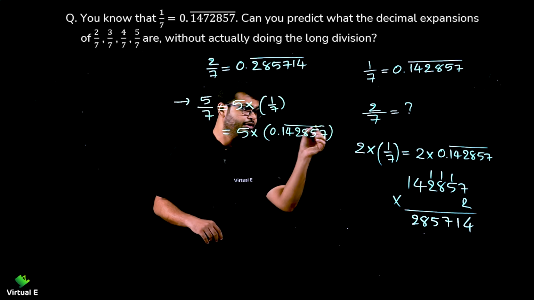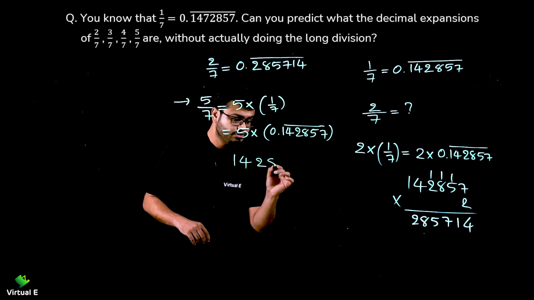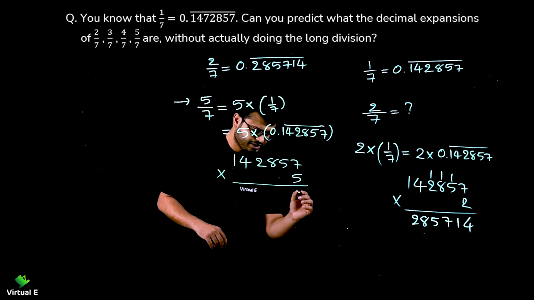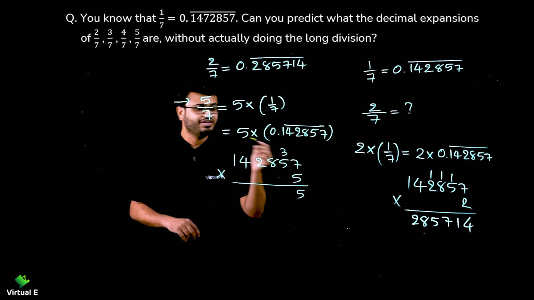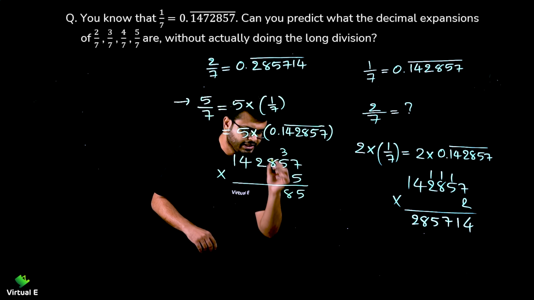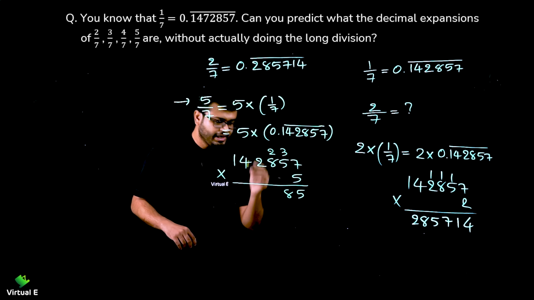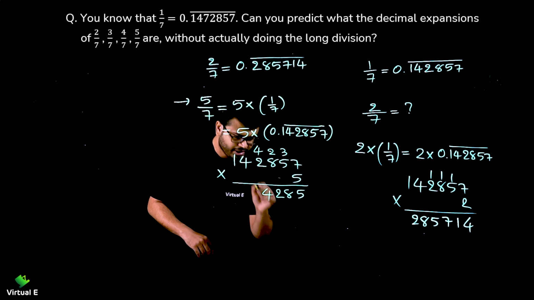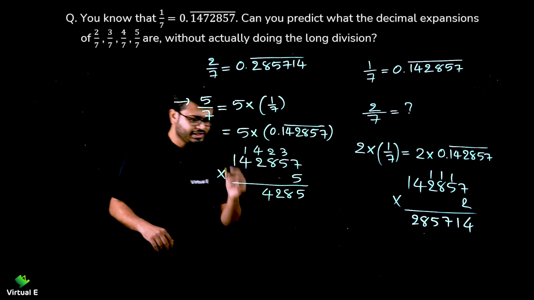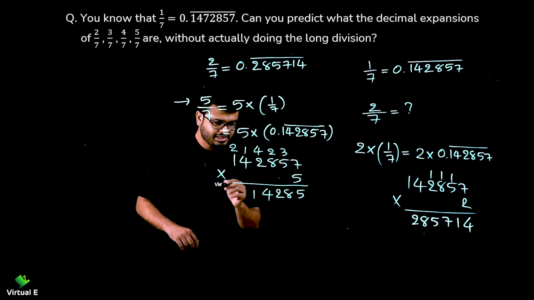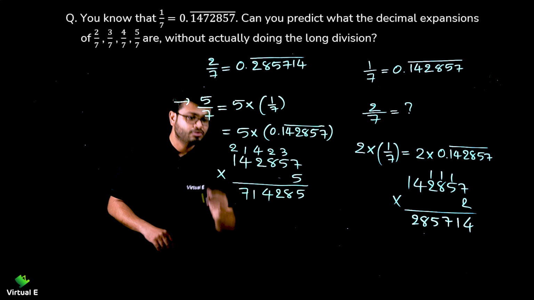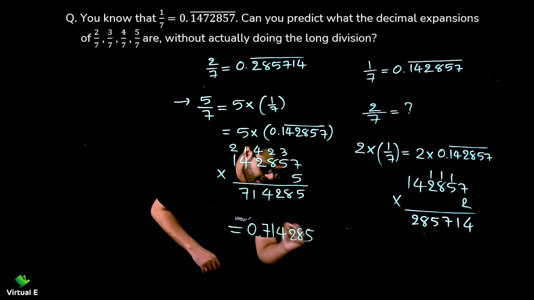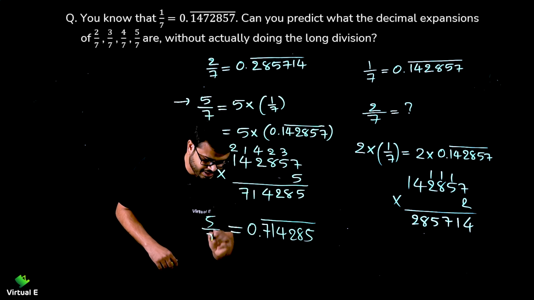So let's start with the product over here. 142,857 into, we are dealing with the 5 over here. So 7 5s are 35, 5 over here and 3. 5 5s are 25, 5 plus 3 that is 28, 8 and carry over 2. 8 5s are 40 and 2 that is 42, 2 over here and 4. 5 2s are 10, 10 plus 4 that is 14, 4 carry over 1. 4 5s are 20 plus 1 that is 21, 1 and 2 over here, and 5 1s are 5 plus 2 that is 7. So answer of this one is 0.714285 and bar over it. That's the 5 by 7.